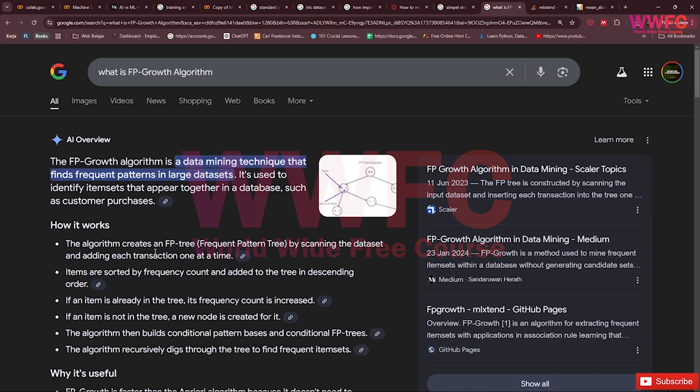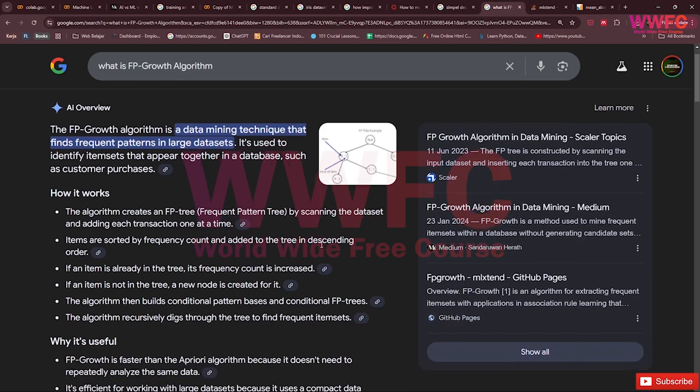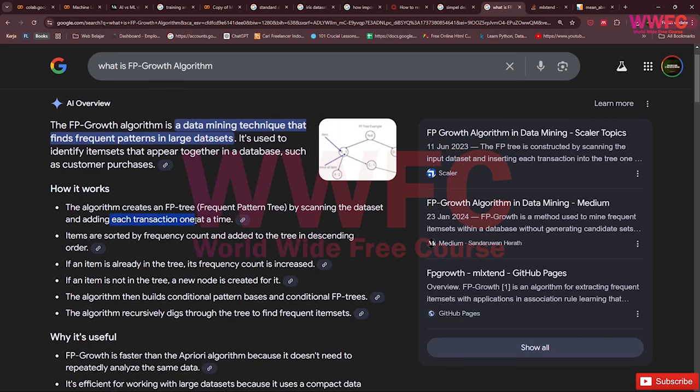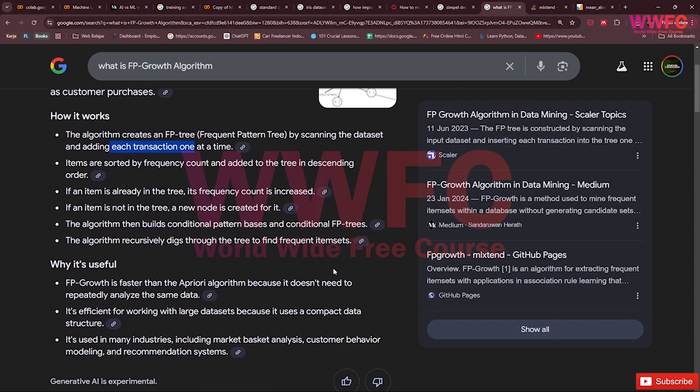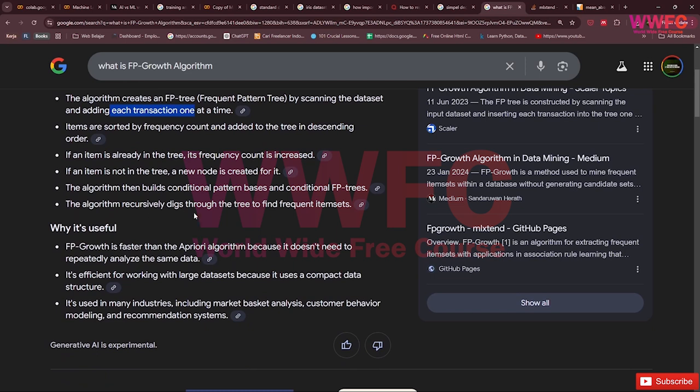The algorithm creates an FP tree, a frequent pattern tree, by scanning the dataset and adding each transaction one at a time. Items are sorted by frequency count and added to the tree in descending order. If an item is already in the tree, its frequency count is increased. If an item is not in the tree, a new node is created for it. The algorithm then builds conditional patterns based on the conditional FP tree. The algorithm recursively digs through the tree to find frequent itemsets.